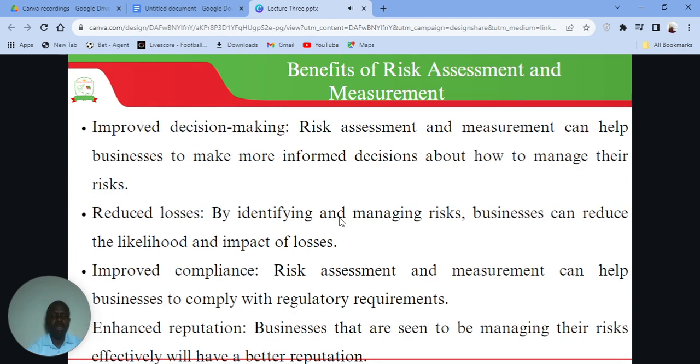Now, when we do risk assessment and measurement, we are also bound to benefit as people in the supply chain sector, as organizations. Number one is improved decision making.